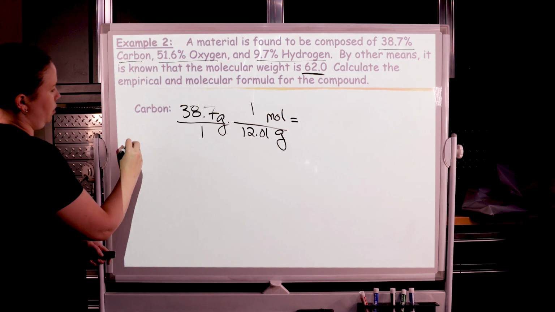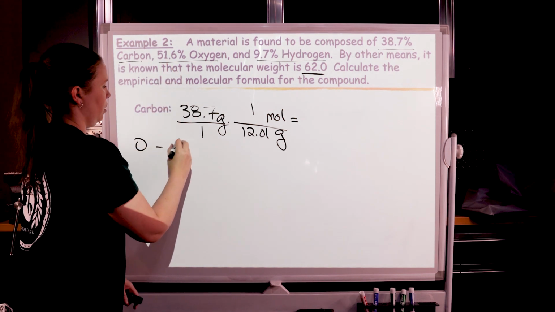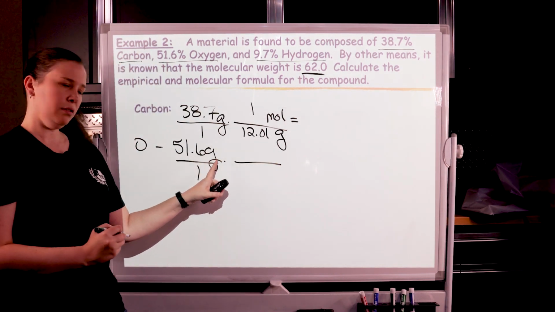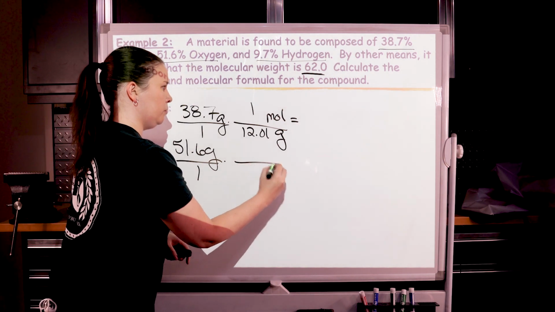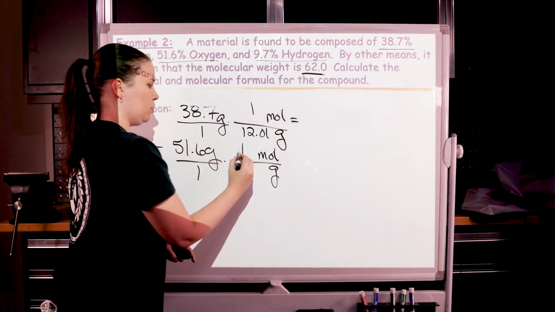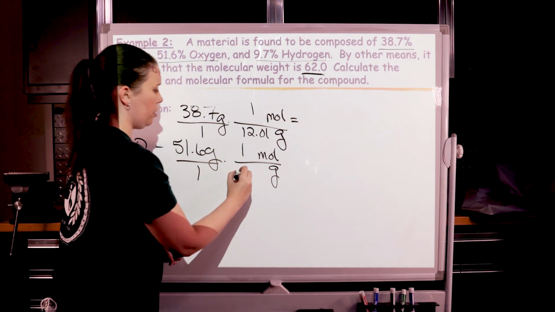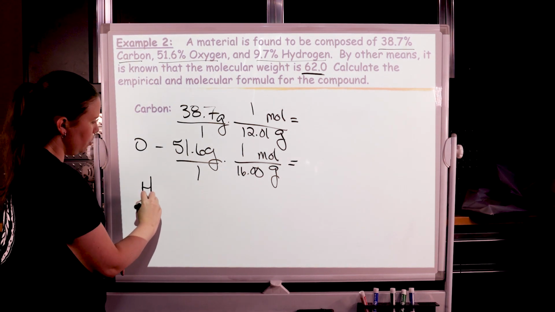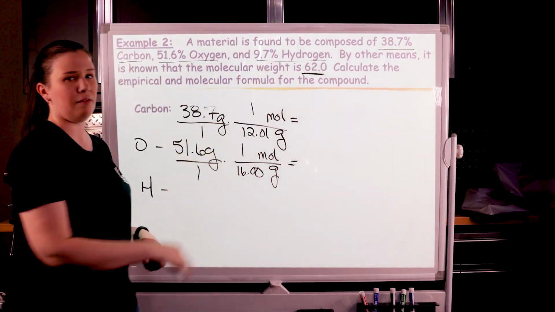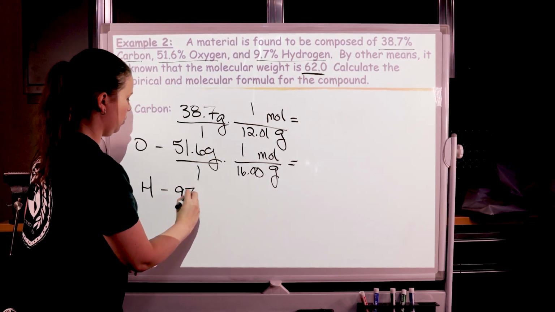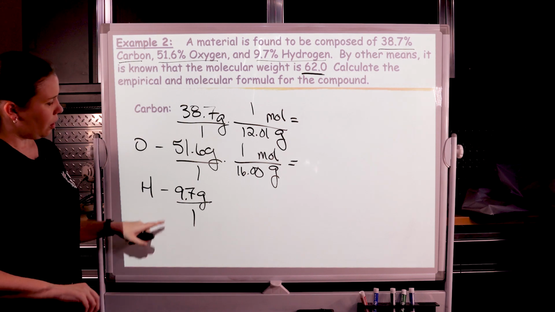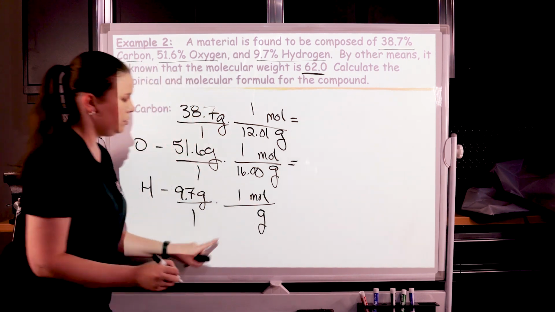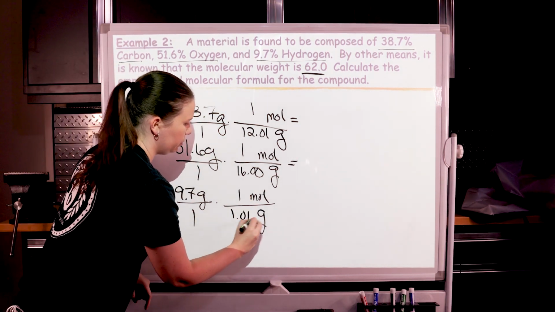If I do this for oxygen, I'm going to start with the 51.6 grams, put that over 1. Again, given grams, so grams goes on the bottom, mole on top. Always 1 mole. The molar mass this time for oxygen is 16. And then last but not least, we have our hydrogen. The hydrogen was 9.7% of 100, or 9.7 grams. Since I'm given grams, that goes on the bottom, and we convert to moles. Still 1 mole, but this time the molar mass for hydrogen is 1.01.